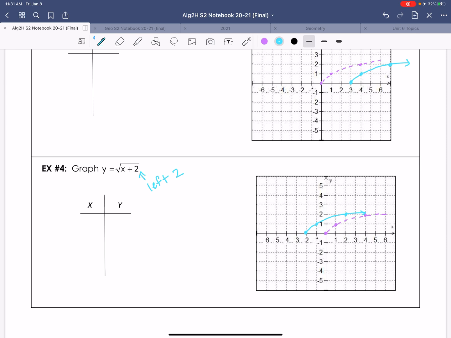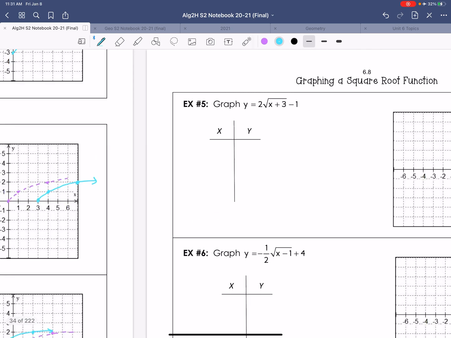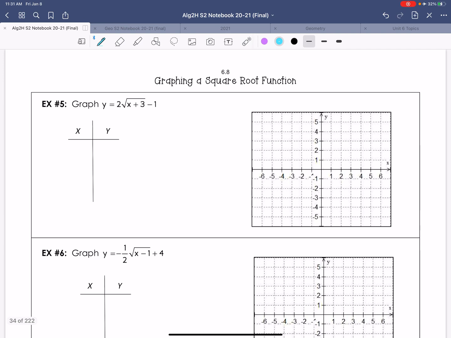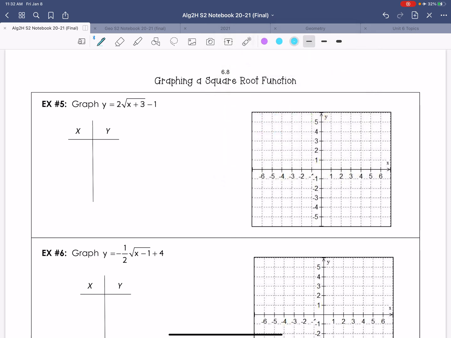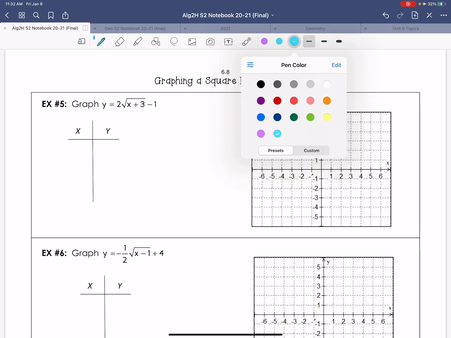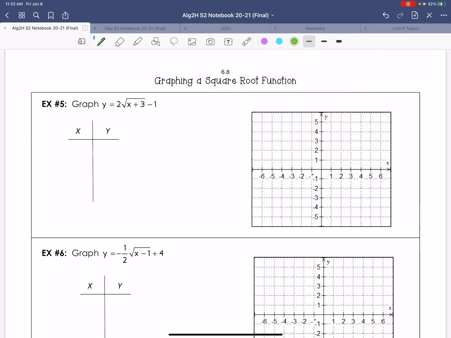Okay, next page. Okay, so now we finally get to combine some of our transformations into one. So let's just talk about all of these different things that's going to happen here. So the first thing, let's get some new colors out here. I'll do baby blue. Oh, I already used baby blue. Let's do green.